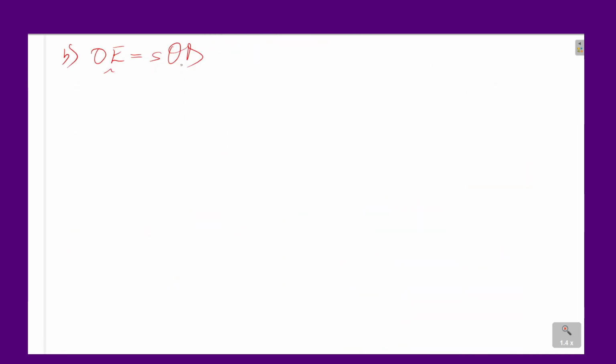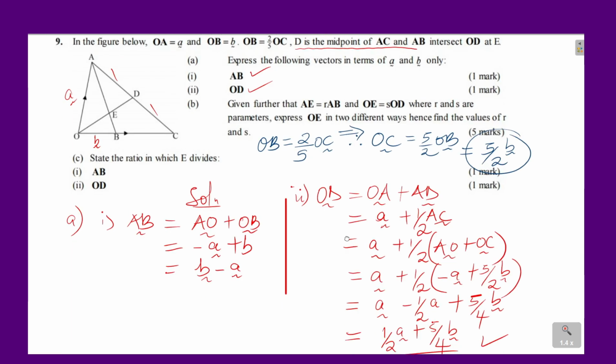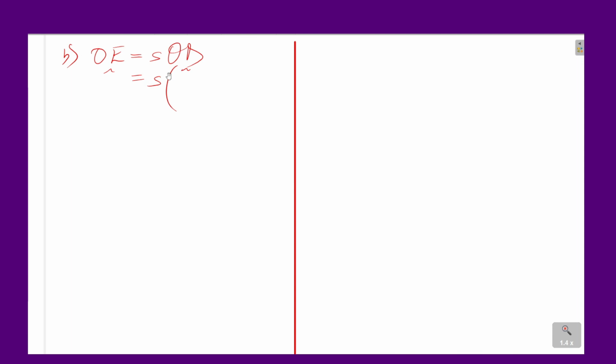And since we already have this vector OD, this will be S times vector OD, which we already obtained. It is here. I have A, so it is here. I have A plus 5 over 4 B, like that. So that one will simplify. If you open the brackets here, you have SA plus 5 over 4 SB. So that is the first way of expressing OE.